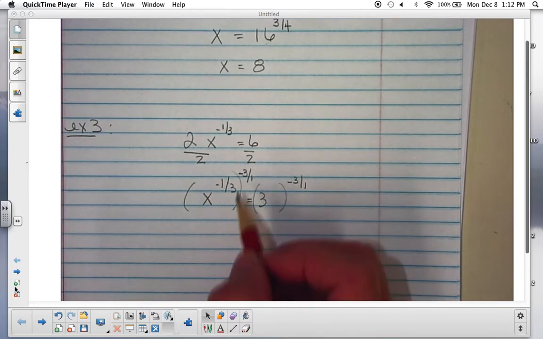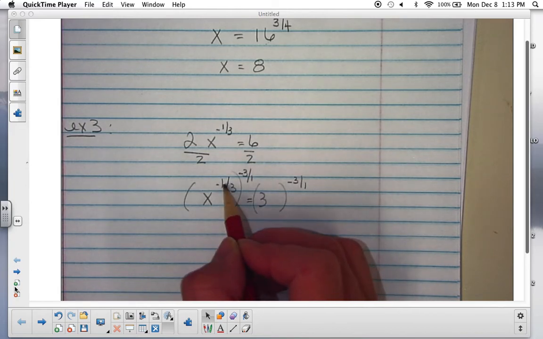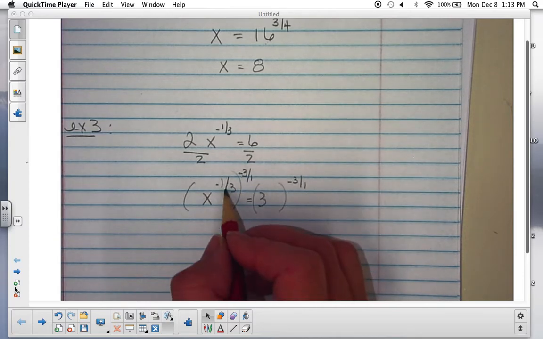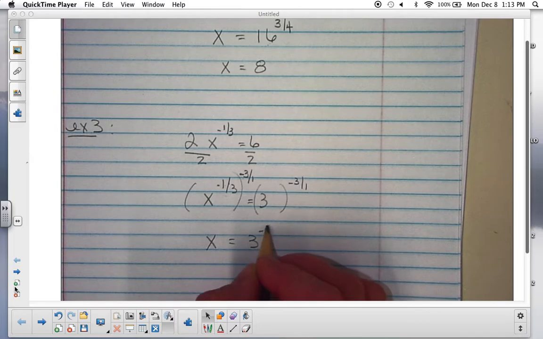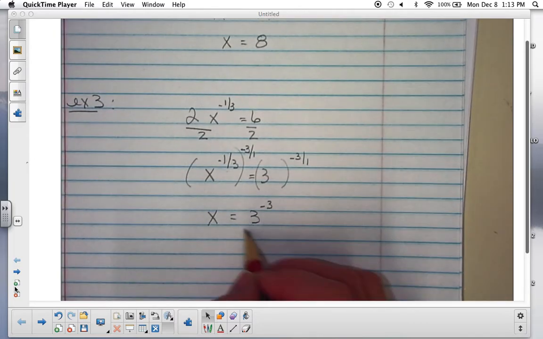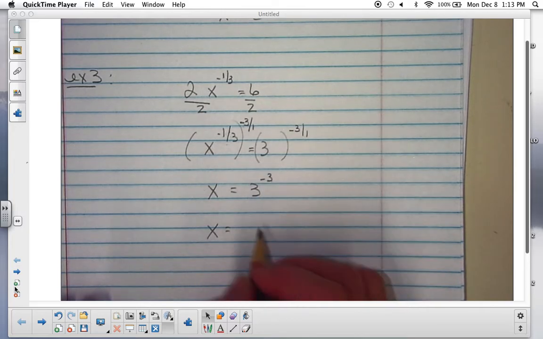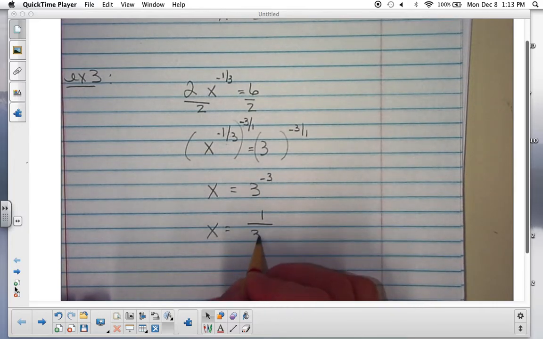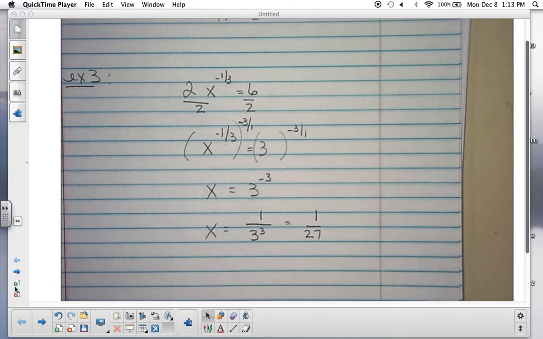And remember what you're really doing, 1/3 times 3 makes 1. That's why this drops out. A negative times a negative makes a positive. So I do need the same signs just to get a plain old x. And then again, this can go calculator or brain. 3 to the negative 3rd is the same as 1 over 3 cubed. My answer here is 1 over 27.